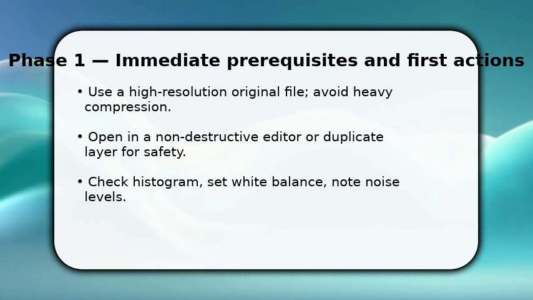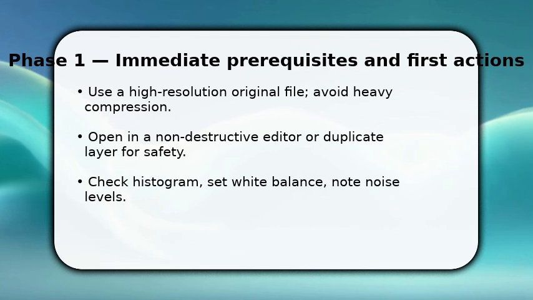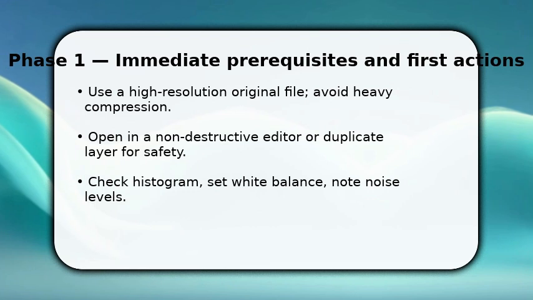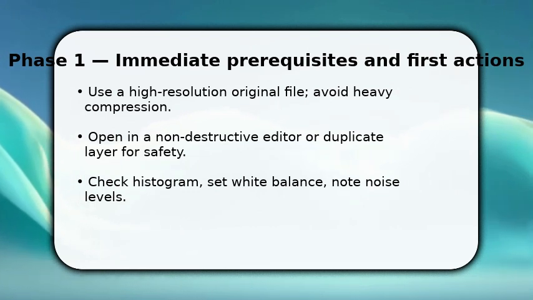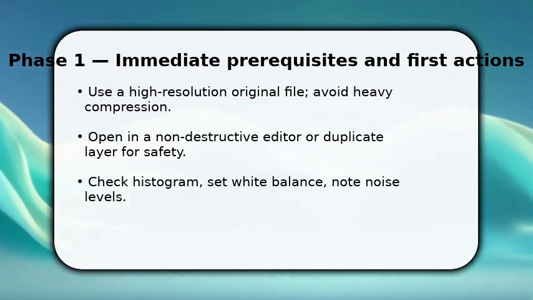Make a quick, conservative noise reduction pass. This reduces grain that will amplify when you sharpen. Now convert to a working color space and make a 1:1 zoom crop to evaluate fine detail. This is where you begin targeted corrections.